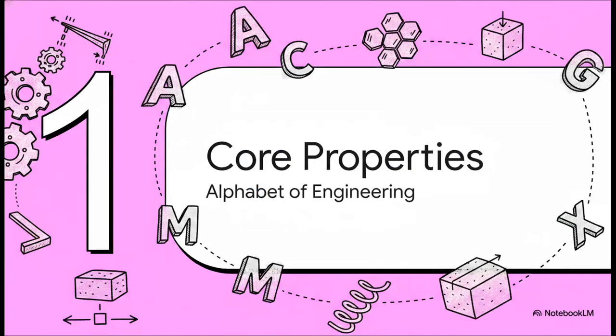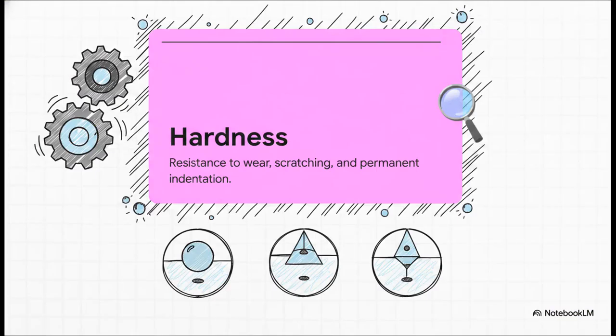All right, section one, core mechanical properties, the alphabet of engineering. First up in our rapid-fire definitions, we've got hardness. Now, a lot of people tend to confuse hardness with general strength, but it's actually much more specific than that. Hardness is really about a material's ability to survive wear, scratching, and permanent indentation over its entire lifespan. Think of it as the shield that keeps a machine part from degrading when it's constantly rubbing against another part.